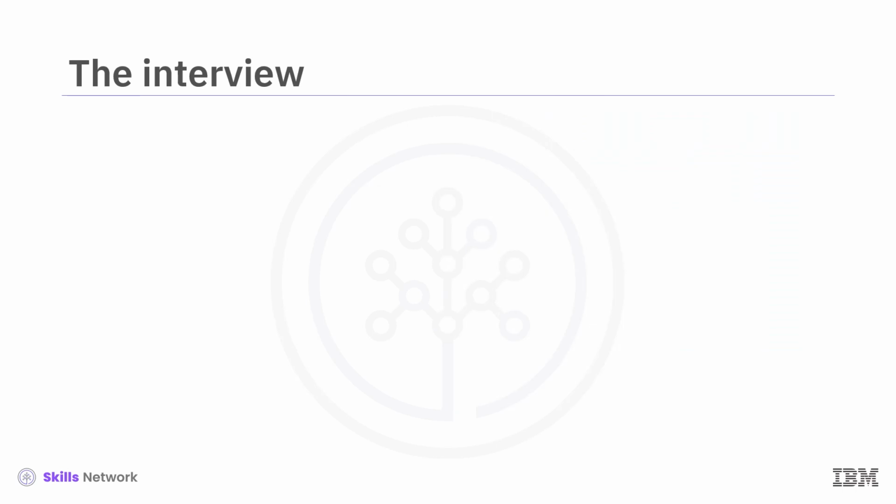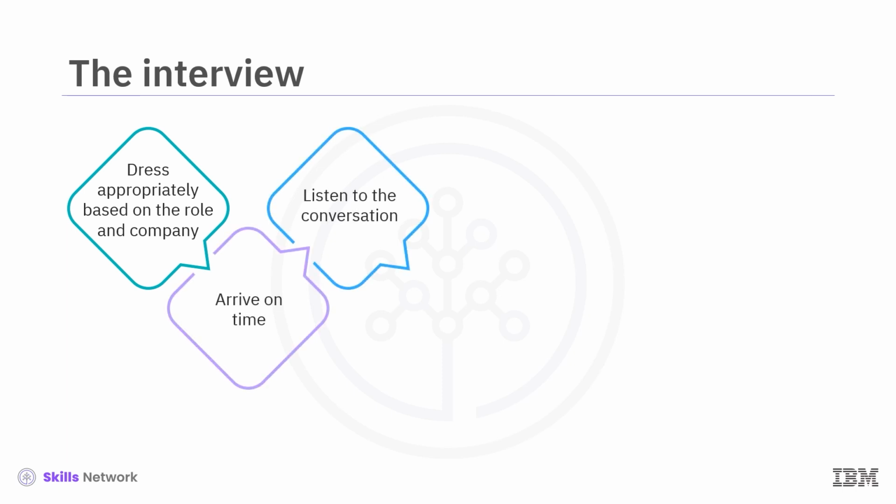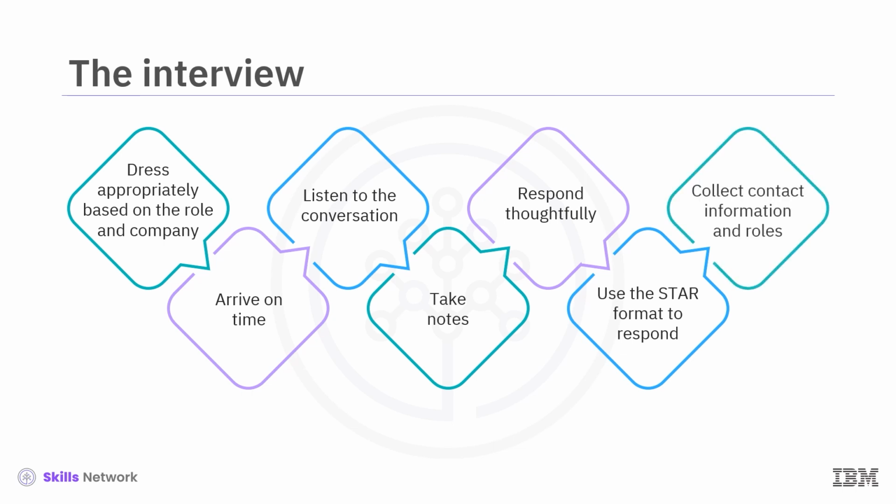During your product owner job interview, dress appropriately based on the role and company culture, and make sure to arrive on time. Actively listen to the conversation, take notes, and give yourself time to respond thoughtfully. Use the STAR format to tell compelling stories that showcase your experience. Demonstrate a clear understanding of the role, organization, and company while exuding enthusiasm and confidence. Finally, be sure to collect the contact information and roles of everyone you meet.